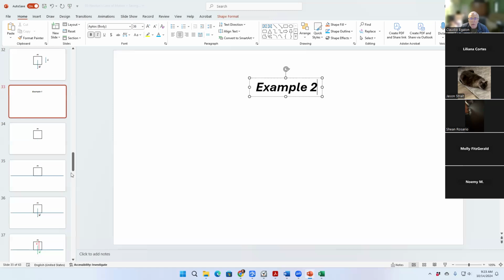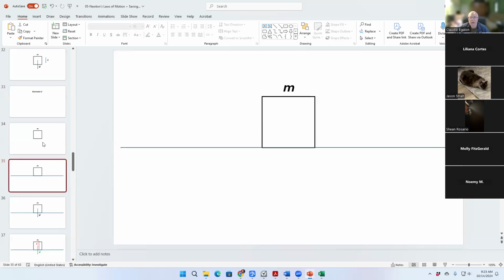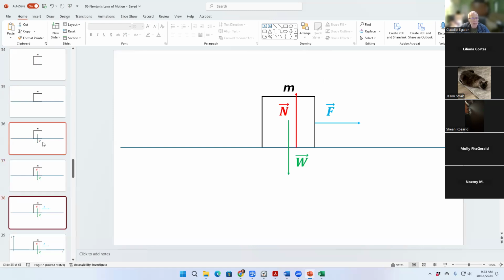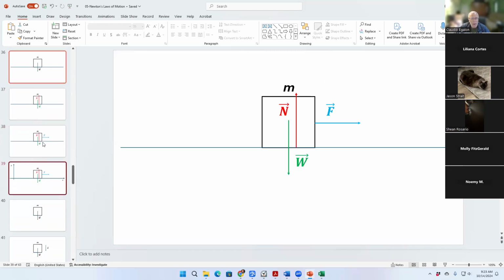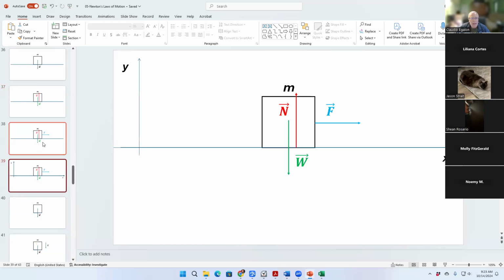Example 2. Here you go. Mass, surface, weight is always there. Normal is there only when there is a contact between the mass and the surface. And then we have this additional force of 1 Newton. That's what the statement of the problem mentioned. And we've got to put the axis here, X and Y axis.